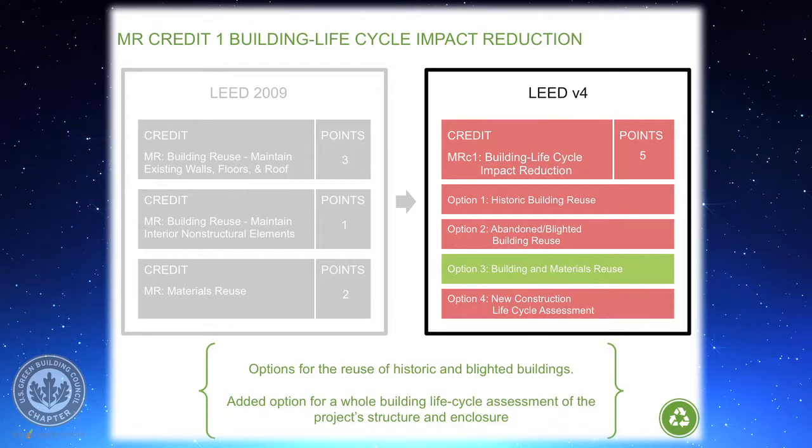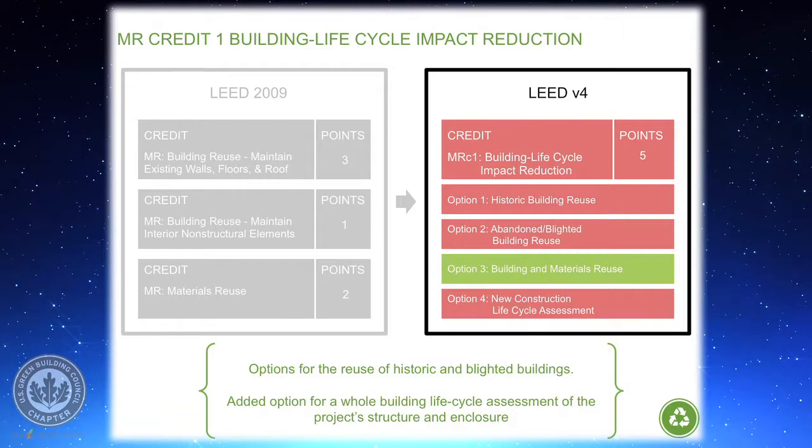So option 3 is what you're most familiar with. If you're reusing a building, depending on the percent of that building that you're able to maintain, you earn up to 4 points. You can earn a bonus 5th point if you're pursuing options 1 or 2, which is essentially that building happens to be historic or an abandoned or blighted building. The reason we have extra reward here for that is because of the development constraints associated with those building types, as well as the economic and social benefits associated with reusing those particular types of buildings.